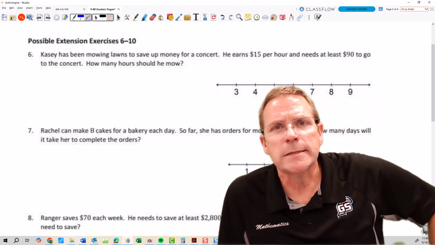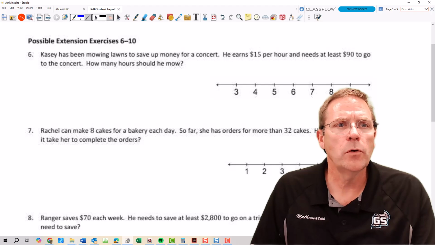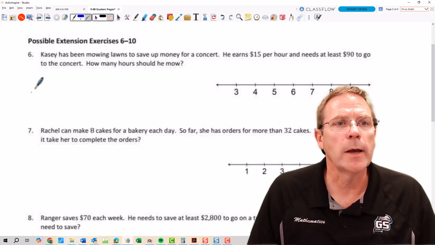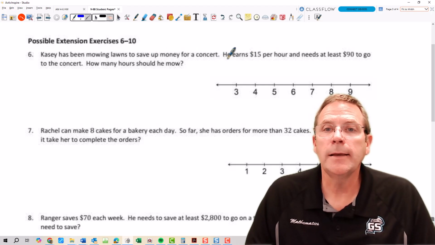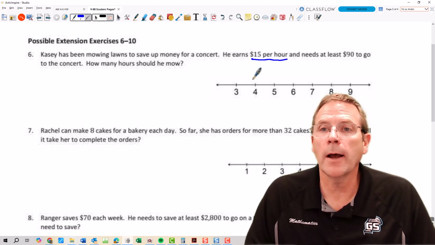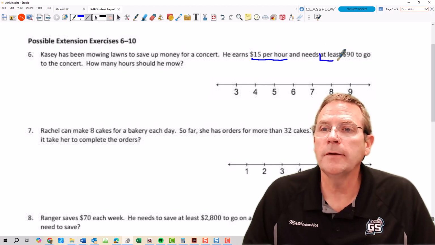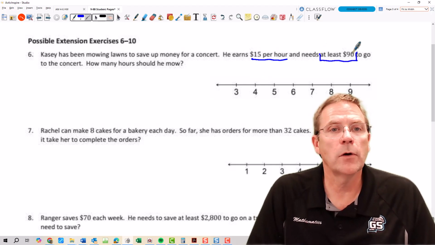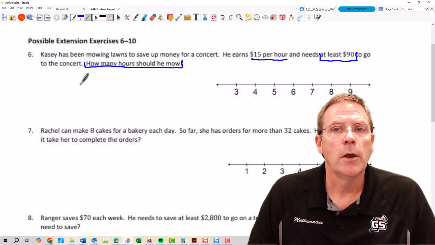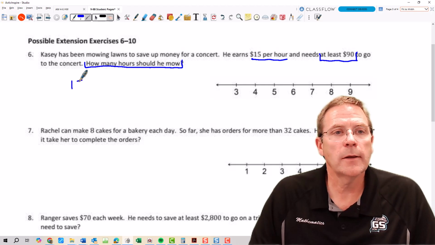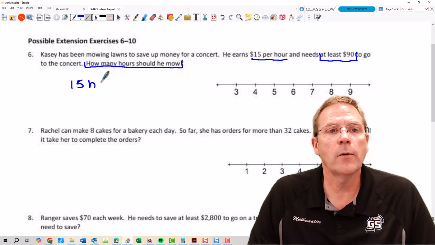Well, I just realized these questions are taking us to a whole new level, so let's look at them a little bit closer. Kelsey's been mowing lawns to save money for a concert. He earns $15 per hour, that looks important, and needs at least $90 to go to the concert. And the question is, how many hours should he mow? So what we could say is that he has $15 per hour times some number of hours, and he needs at least, that means he needs greater than or equal to 90.